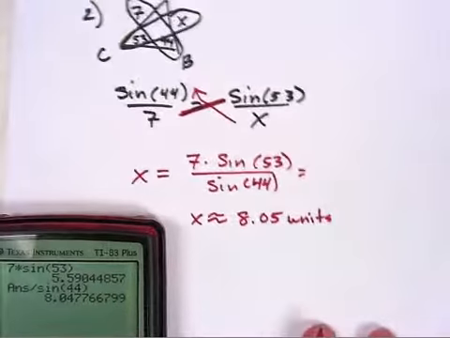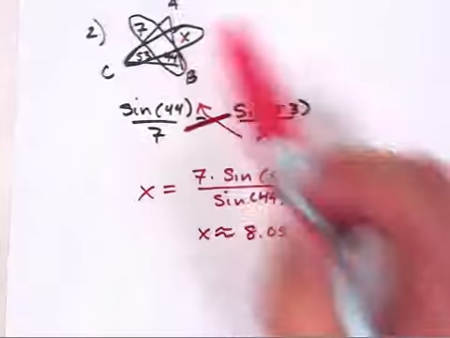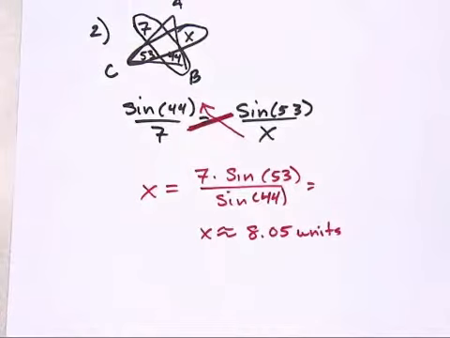So hopefully then, when you get this question in the future, recognize it first of all by seeing an angle and a side that are directly across from each other, and then make a proportion and solve it by cross multiplication. Good luck, and hopefully you're successful in the future.